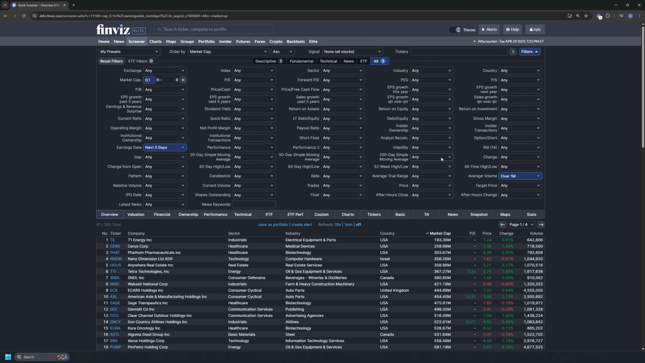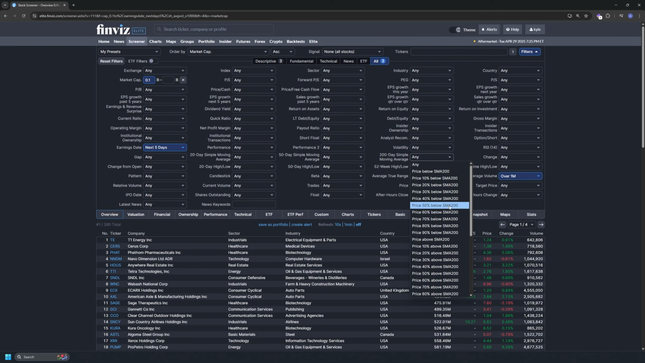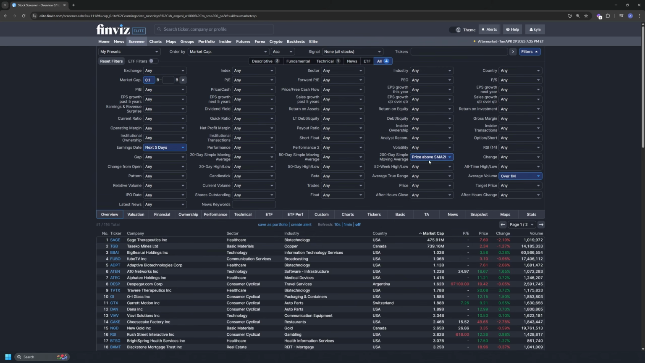The next thing we're going to do is make sure that the stock is over the 200 simple moving average. So we're just going to select price above SMA 200. The SMA 200 is important because you're looking for stocks that are strong, and anything that's below that is most likely going to be quite weak. So we're going to be looking for leaders in their sector that are about to report earnings, that are trading a decent amount of volume with a market cap of over $100 million.